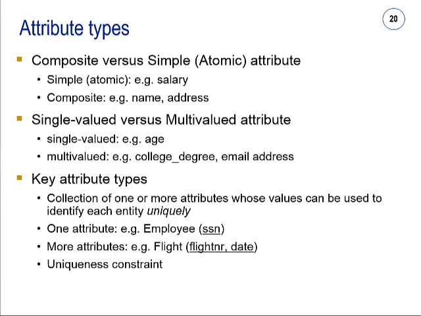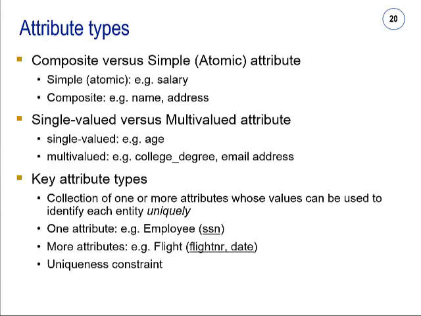Another important attribute type, which we already briefly referred to, is a key attribute type. A key attribute type is a collection of one or more attributes whose values can be used to uniquely identify each entity. Every employee has a unique social security number. So using social security number, we can uniquely identify an employee. So social security number is a key attribute type here.